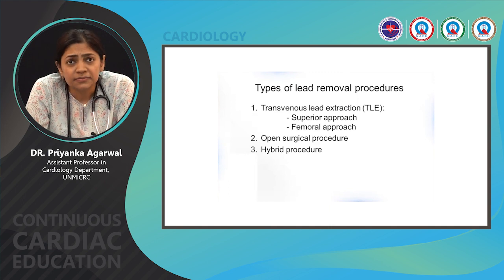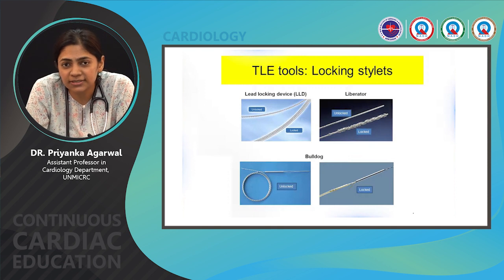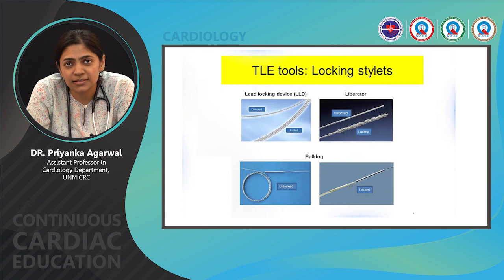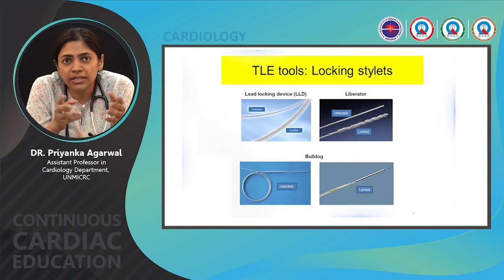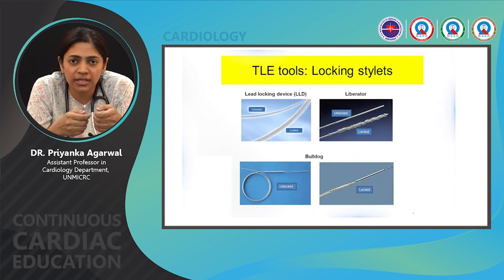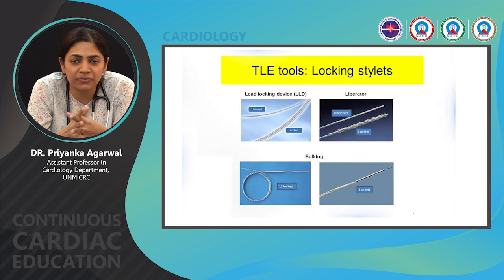So moving ahead, I was discussing the special equipment used in transvenous lead extraction. First is the lead locking stylets. What is the difference between the implantation stylet and the lead locking stylet? The implantation stylet just fixes at the lead tip. The lead locking devices fix the lead throughout the length, not just at the tip. So it helps in preserving the integrity of the lead.